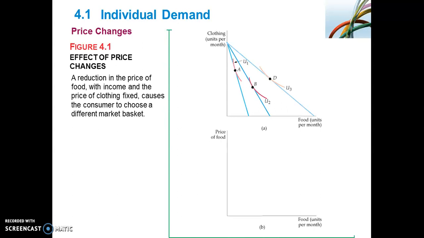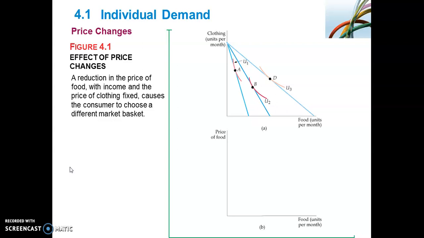So we are going to continue now with section 4.1 on individual demand. The demand curve follows the consumption choices a person makes when faced with a budget constraint. Remember from chapter 3, section 3.3, the consumer chooses the market basket that lies on the highest indifference curve that touches the budget line. So we are going to continue with our clothing food example, as you can see in figure 4.1. We begin our analysis by looking at the effect of price changes on consumption.